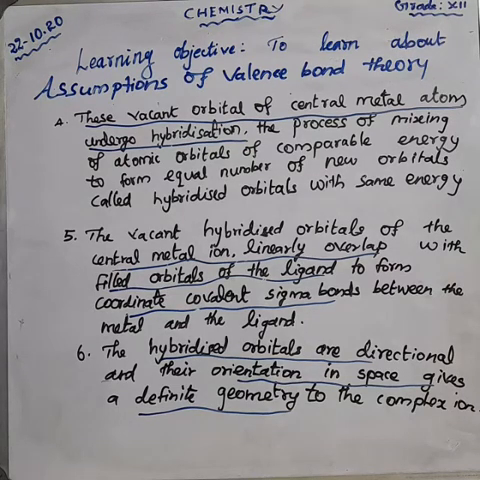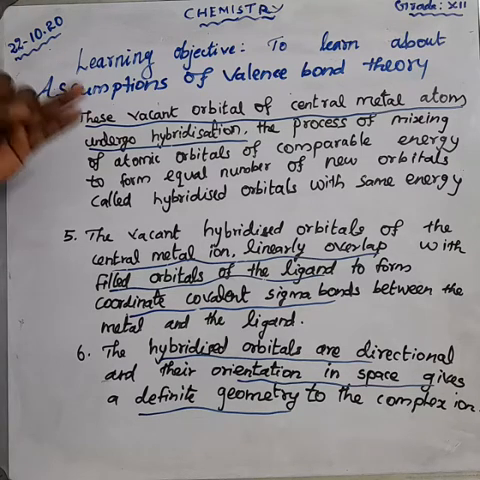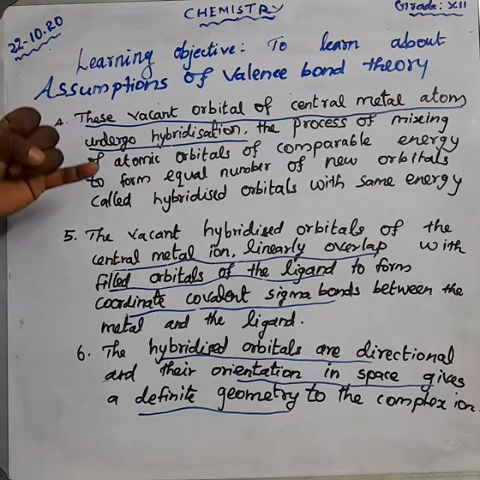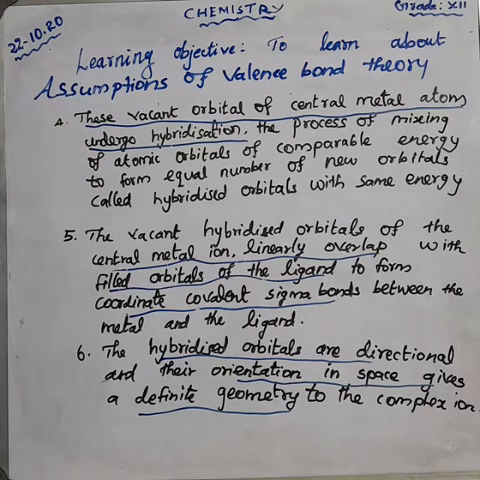You must learn the full point. This is a very important 5-mark question. What is the main assumption of valence bond theory? First point, the bond is formed by the sharing of electrons between the central metal atom and the ligand. Previously I told you that the ligand-metal bond in a coordination complex is covalent in nature. How is it formed? It is formed by the sharing of electrons between the central metal atom and the ligand.